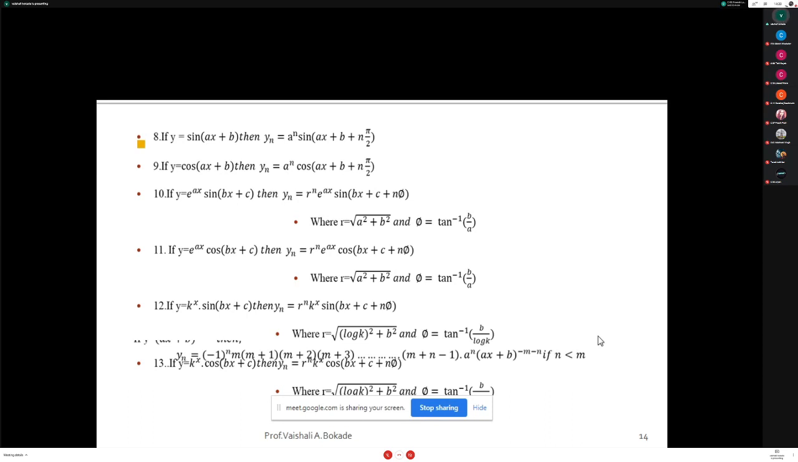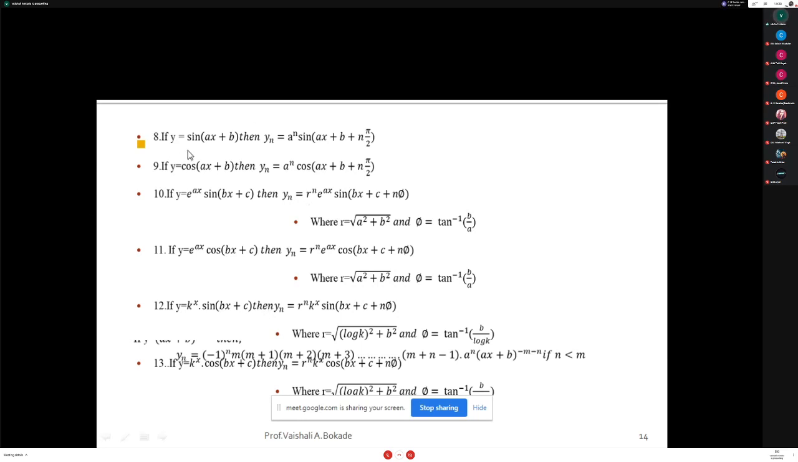Now I will go for examples containing sine, cos, or e raised to x into sine, or k raised to x into sine or cos terms. So I am studying examples where the function contains trigonometric terms and combinations of exponential terms. Yes, so I have to recall the formula.